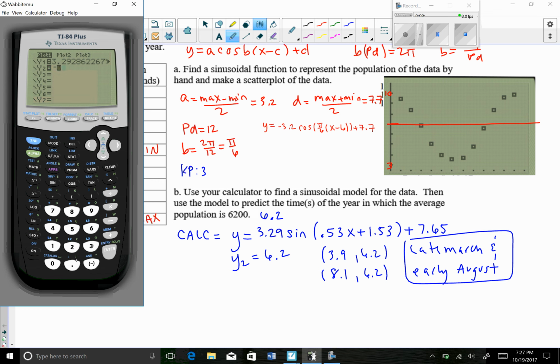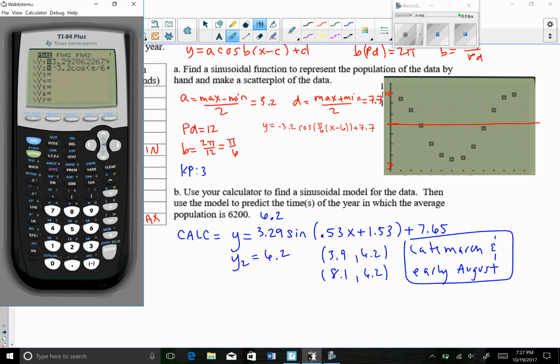I'm going to plug in negative 3.2 times the cosine of pi divided by 6 times x minus 6 plus 7.7. And hit graph. So this equation right now that's graphing is actually the one that the calculator got. My equation is going to be the next one. And you can see it's kind of graphing over it. And they essentially look pretty much the same, just slightly different because the calculator maybe rounded a little bit more.